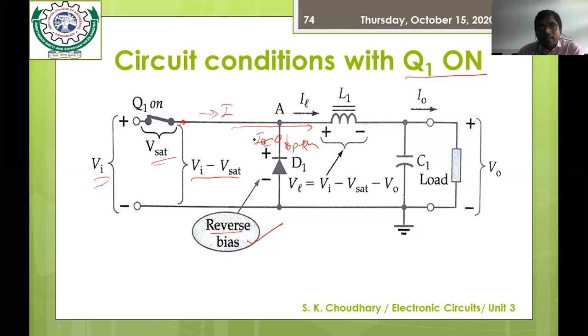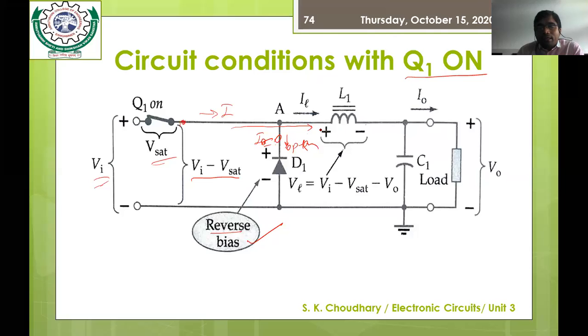Now you can see IL is nothing but equal to the input current I, and that current starts to flow across the inductor. You can see the polarity of the inductor: positive at the left hand and negative at the right hand.